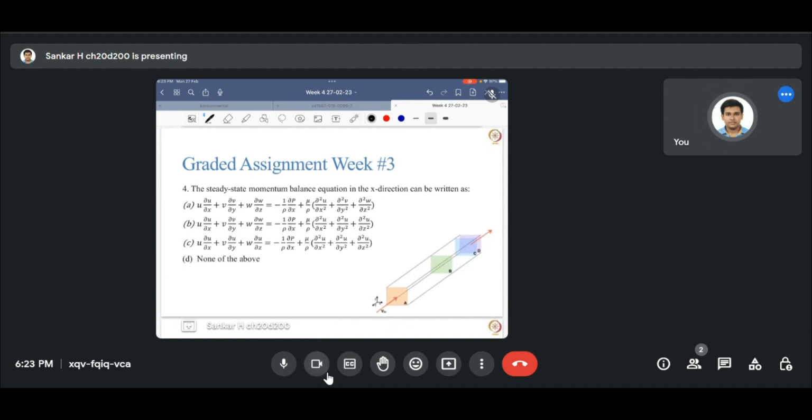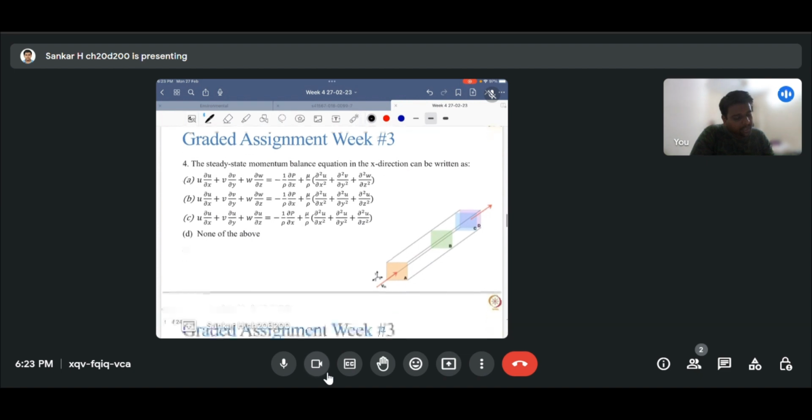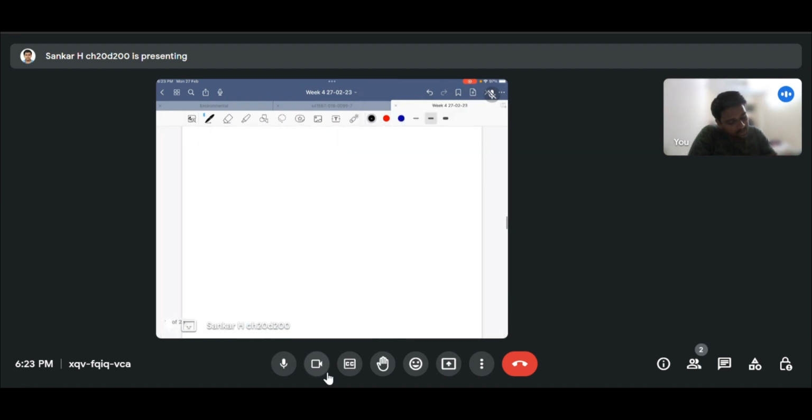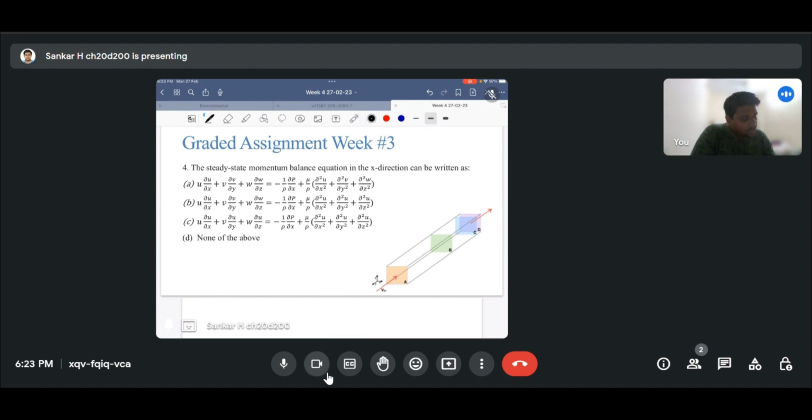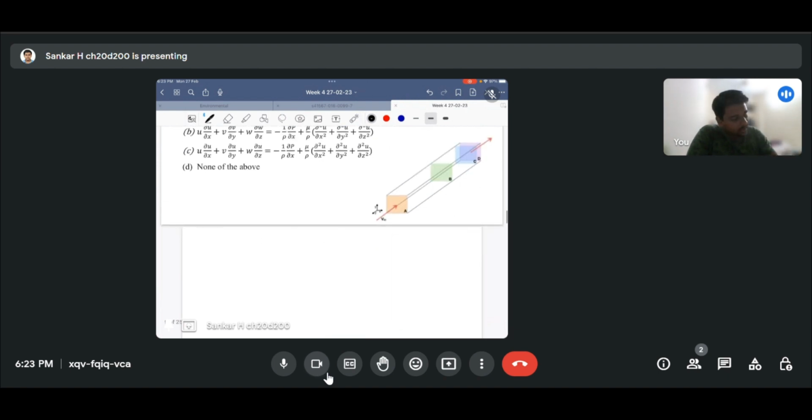Sorry about that. Moving on to the next question, where we deal with the steady state momentum balance in the x direction, and which among these equations is properly given by them. We saw that the momentum balance in the vector form is given by du by dt is equal to minus 1 by rho del p plus mu del square u plus rho g, and this u and g are in vector form.